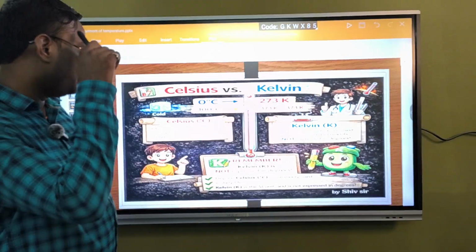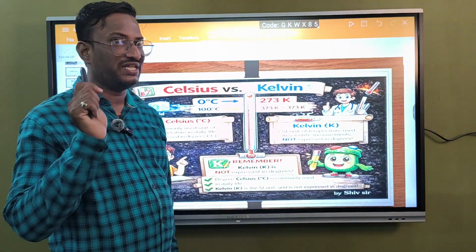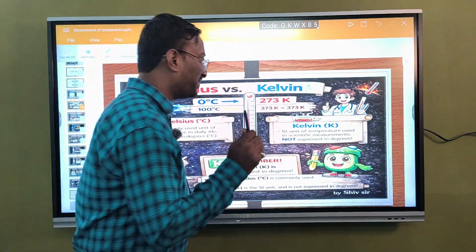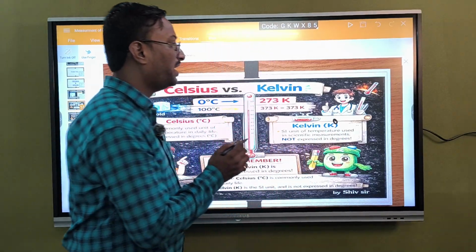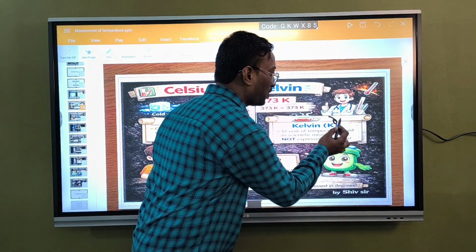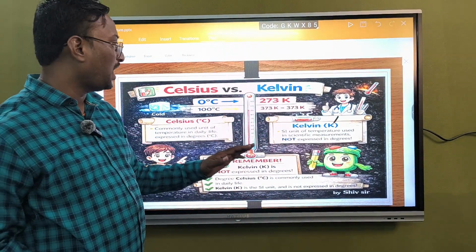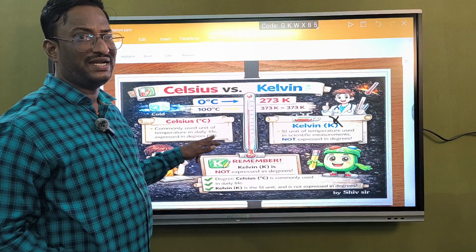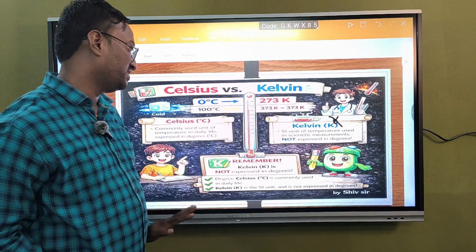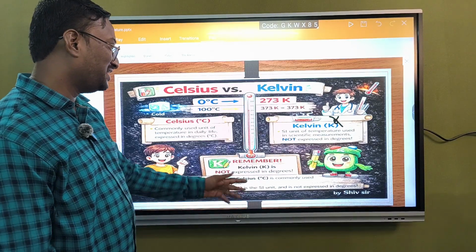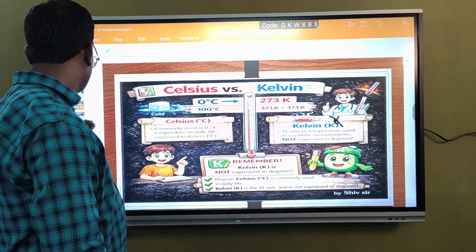Kelvin is not expressed in degrees. Remember that, children. Above the Kelvin you should not write degree. Writing the degree is wrong. Only for centigrade do you have to write degree. There is no degree for Kelvin. Remember that, it is the SI unit.